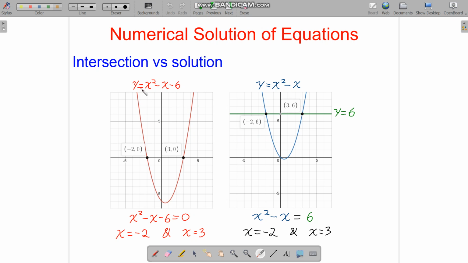So if we have y equals x squared minus x minus 6, the red curve, the x-intercept when y equals 0 is of course x squared minus x minus 6 equals 0. We get the solution minus 2 and 3. And if we find the solution to x squared minus x equals 6, the intersection between the curve and the straight line, we also get minus 2 and 3, because x squared minus x equals 6 is exactly the same as this equation here.